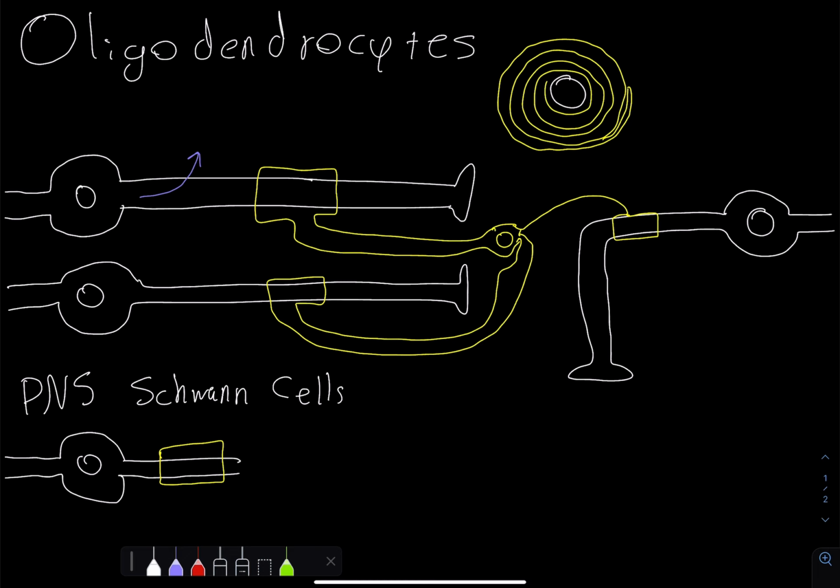And indeed, in a single axon, both in the central and peripheral nervous systems, you're going to have this segmentation of myelin, and in between, you're going to have nodes of Ranvier. So multiple Schwann cells and multiple oligodendrocytes are going to be myelinating one single neuron, in the peripheral and central nervous system, respectively.